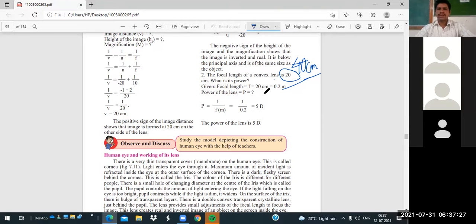2.5. Very good. 2.5. It's a very easy problem. Okay. So its answer will be 2.5 diopter.